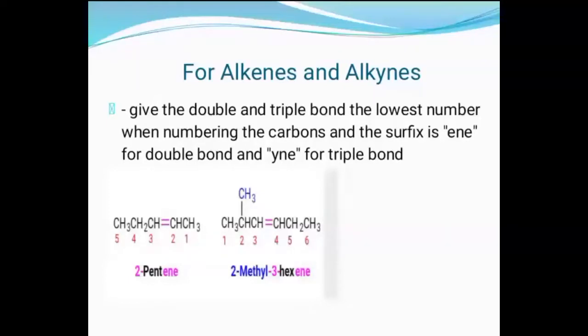2-pentene. That 2 is to tell you that the double bond is on the carbon number 2. That is why you have it there as 2-pentene. The "-ene", which is also in the pink color, is to tell you that the functional group here is a double bond. That is the "-ene". It belongs to the alkene family.